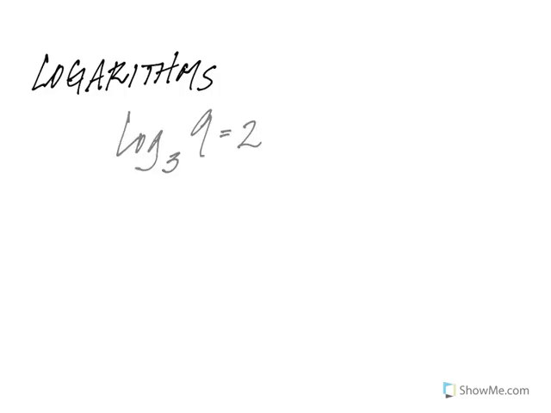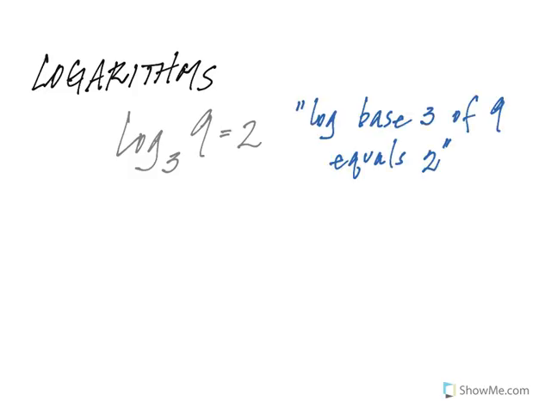All right, we'll start with this example. Log base 3 of 9 equals 2. And let me just write that out because this is the way you read this. Log base 3 of 9 equals 2. And when I say base 3, that 3 is actually a subscript. It's written below the line. So it's log base 3 of 9 equals 2. Okay, now that's the way you read it.